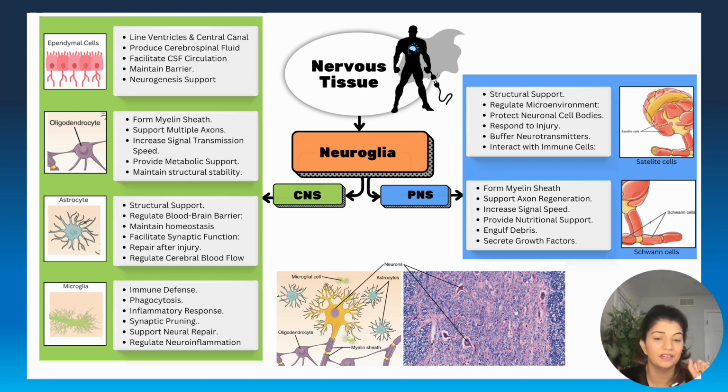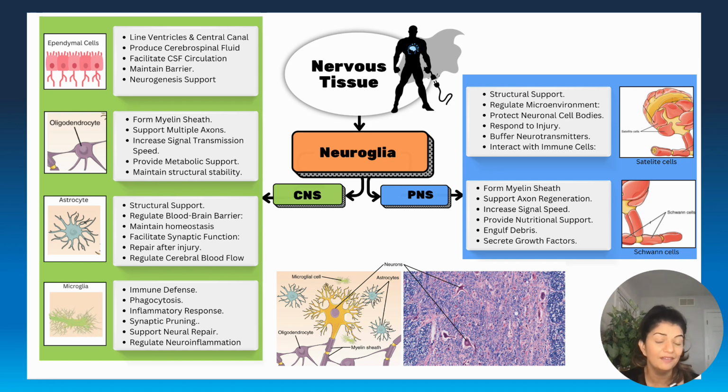So here we have nervous tissue, obviously being the topic, and neuroglia that are present both in our central nervous system and peripheral nervous system. And then as you can see, I've added cells. You can draw these cells, which would be even better, or trace them if you can't draw, if you don't feel comfortable drawing. Anyway, ependymal cells are the ones that line the ventricles.